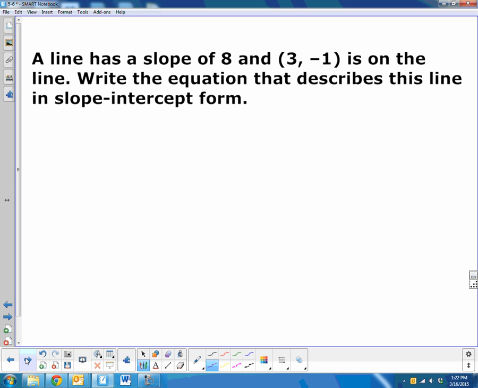Try this on your own. Same idea. They give you the slope. They give you a point that's on the line. Write that equation in slope-intercept form.